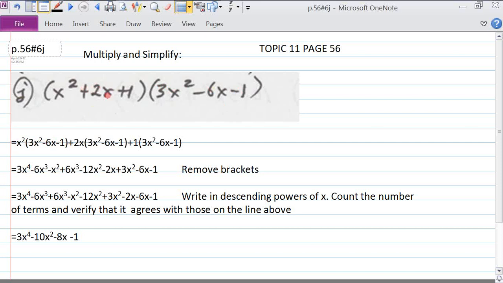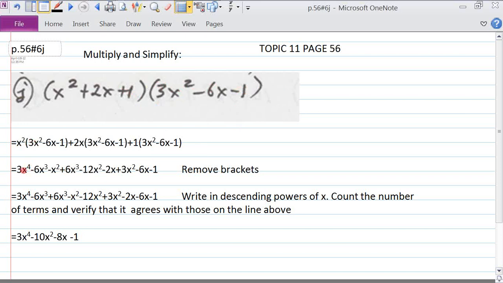Now we're going to take plus 2x, which is right here, multiply it by the contents of the second bracket. And finally we're going to take plus 1 and multiply it by the contents of this bracket, which gives us this here. So we take x squared, multiply it by this, plus 2x, multiply it by the terms in this bracket, plus 1 multiplied by the contents of the second bracket. Now we're going to remove the brackets.